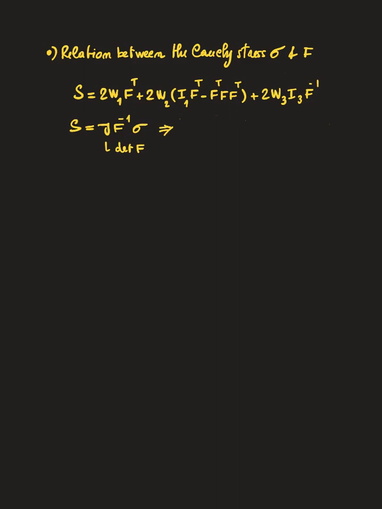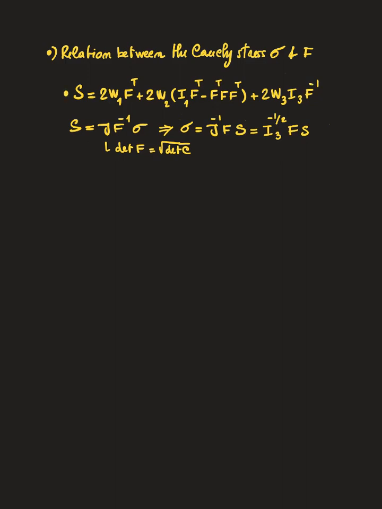So from this expression, I get that sigma is equal to J to the power minus 1, and then I have to pre-multiply times F. So it becomes F S, yes? And if you remember that J is actually equal to the determinant of F, but this is actually the square root of the determinant of C, then if you want, this expression could be also rewritten as I3 to the power minus 1/2 F S. So how do we deduce then the dependence of the Cauchy stress on the gradient of deformation?